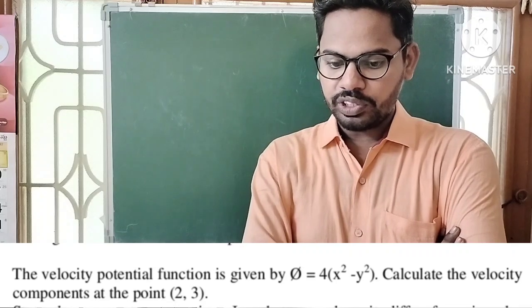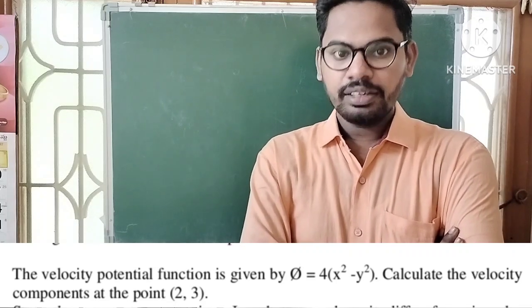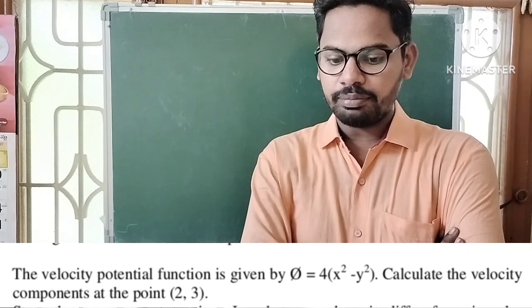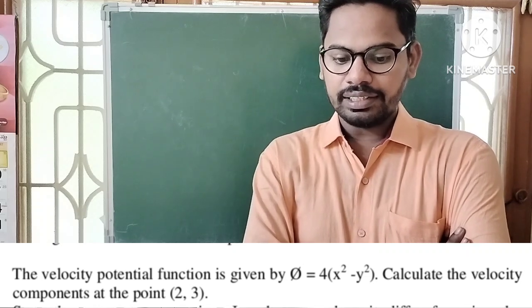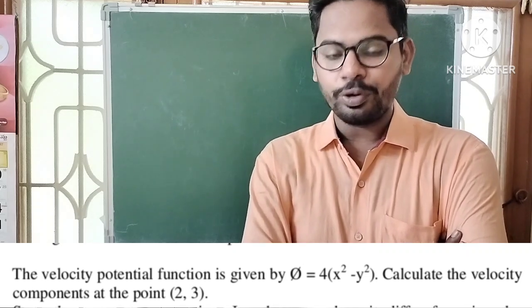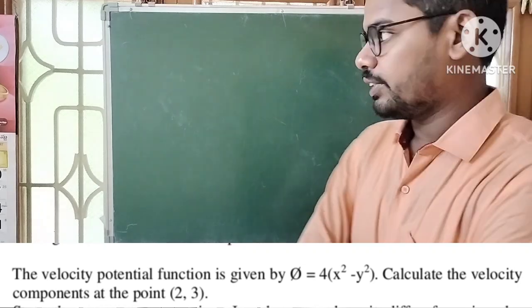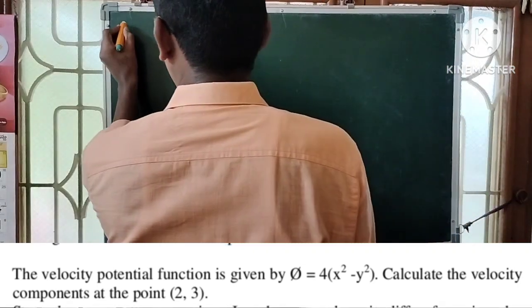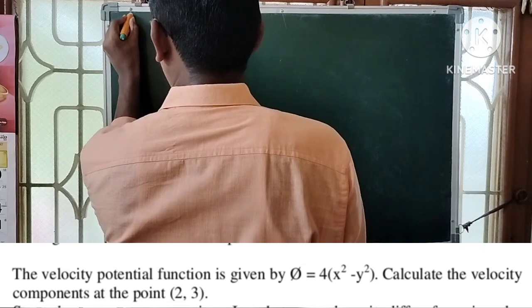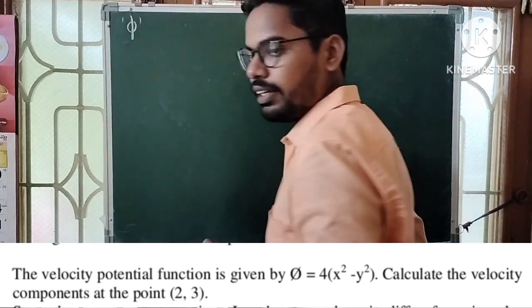The velocity potential function is given by phi equal to 4 into x square minus y square. Calculate the velocity components at the point (2, 3). So here we are given the velocity potential function. Generally, the velocity potential function is denoted by phi.